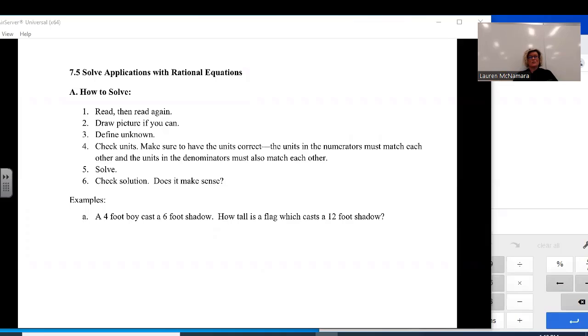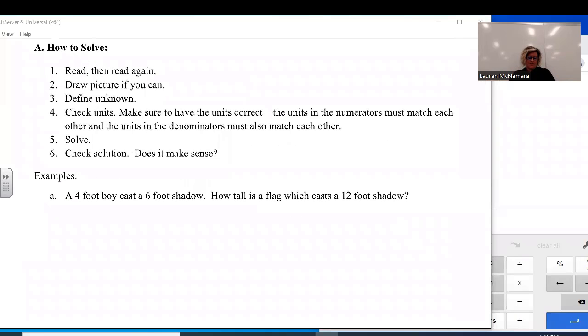We're going to talk about solving applications with rational equations. So I'm kind of making that face because they're word questions and rational equations. All right, lots of reading in this section, a couple times. Read, and then read again.